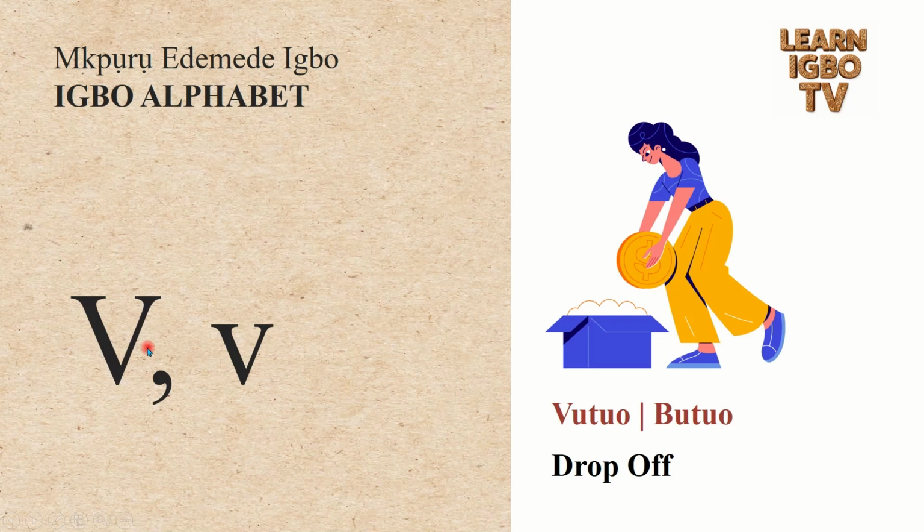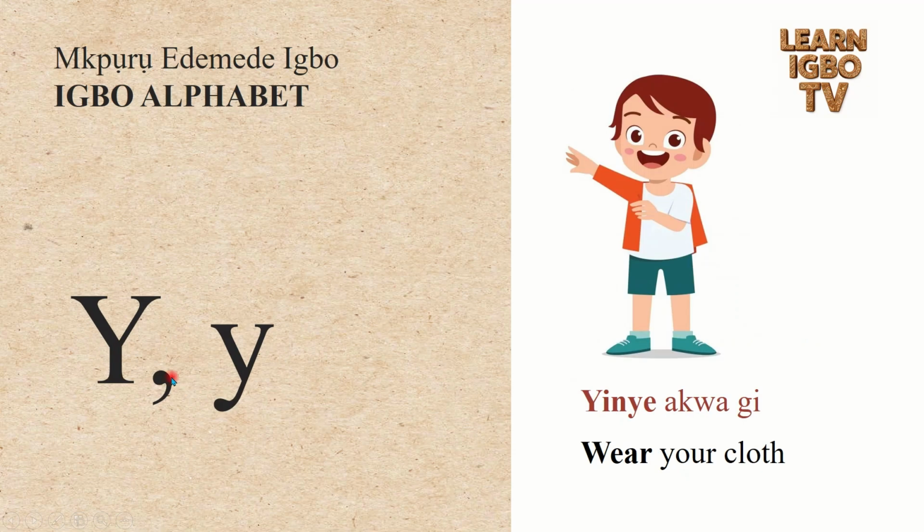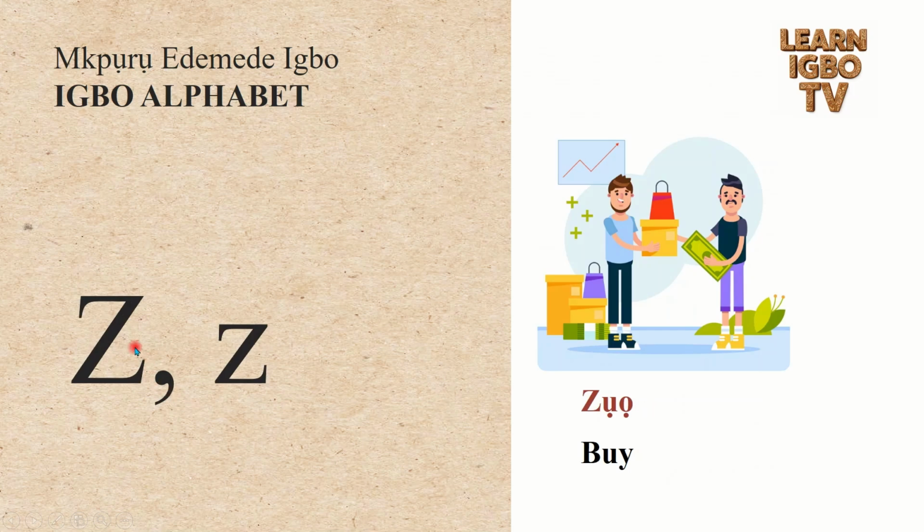V for vutuo, some will say butuo. We for wepụ. Ye for yinye, yinye akwa gị. Z for zụọ.